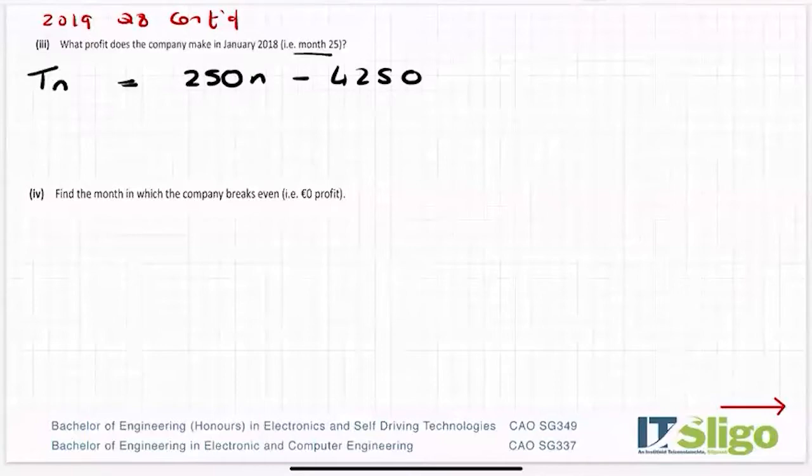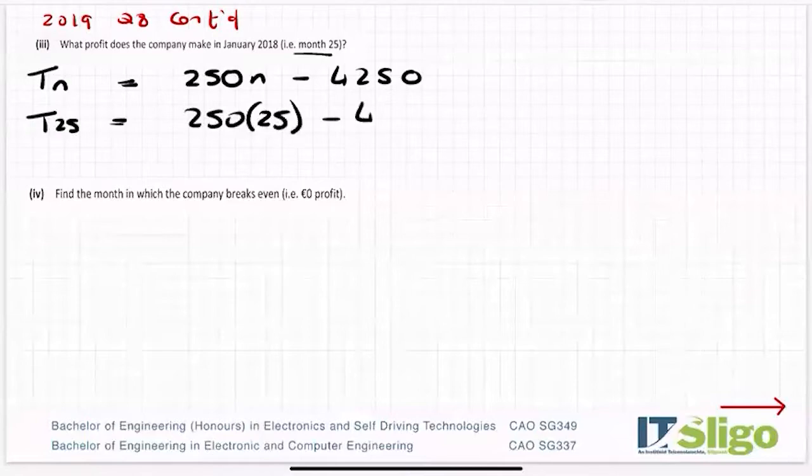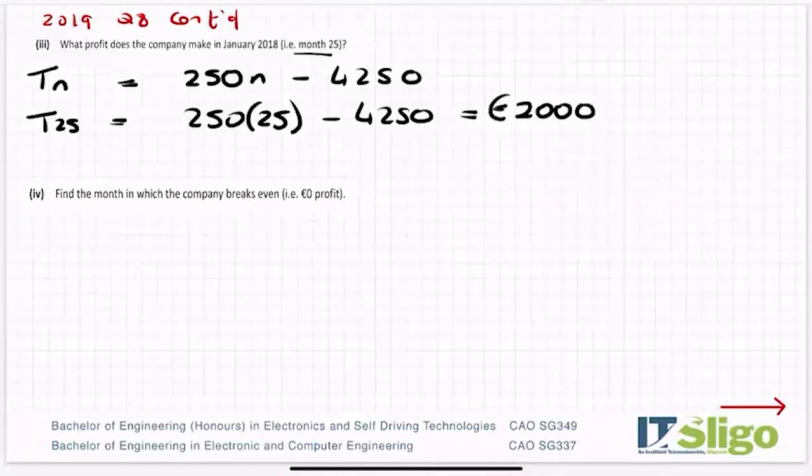That's our Tn. So our T25 then means I'm just finding it out for the 25th month. Okay, so 250 times 25 minus 4250. So they're going to make a positive profit of 2,000 euros.